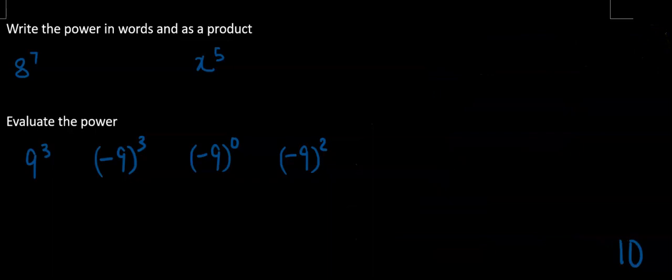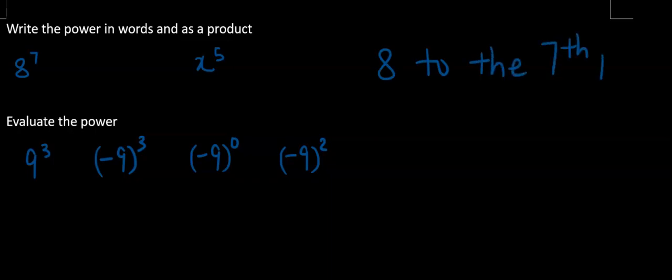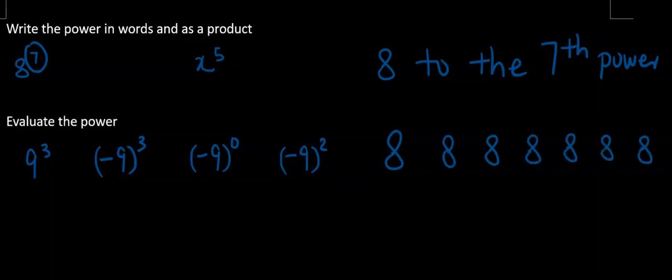8 to the 7th power. Don't forget about the exponent, okay? And remember 8 is the base, so write down the base as a factor. How many times? 7. 1, 2, 3, 4, 5, 6, 7 times. Now we're done.